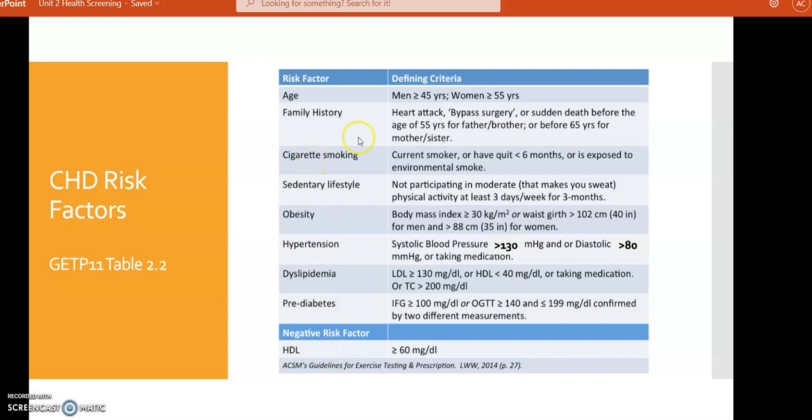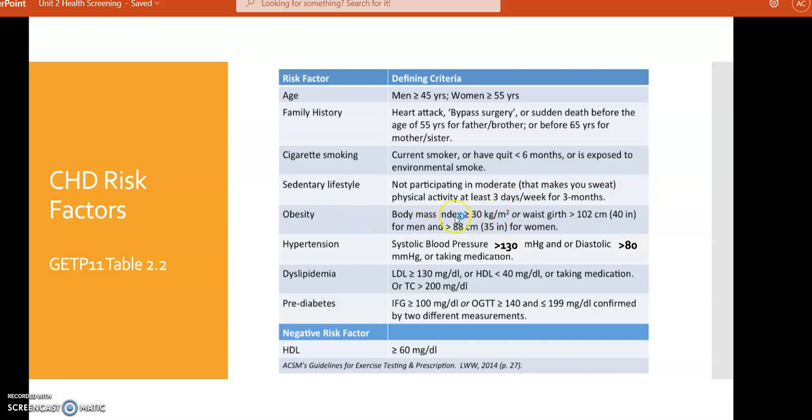For example, family history, for men, it's a death of a male family member before age 55. For women, it's an event before 65. For smoking, it's if they have quit within 6 months. So they may have quit, but if it's only been 6 months, then it's still a risk factor. Sedentary lifestyle means exercising less than 3 days a week.